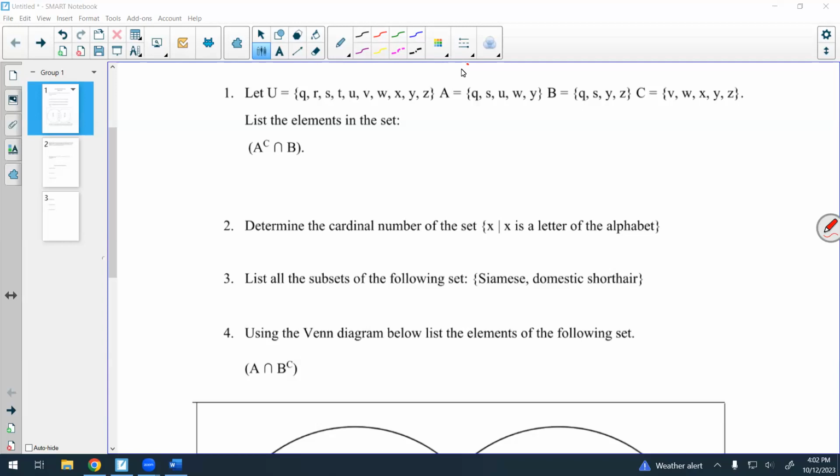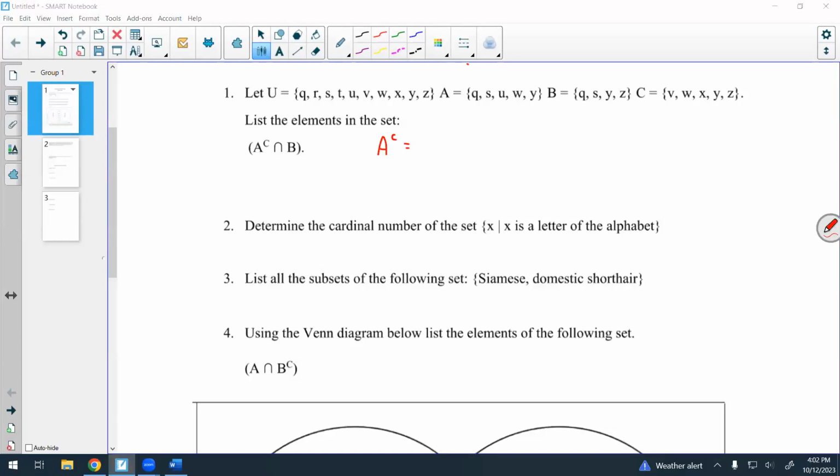So let's see, we have our universal set, which is the letters Q through Z. We have set A, which is Q, S, U, W, and Y. Set B, which is Q, S, Y, and Z. And set C, which is V, W, X, Y, and Z. And we want to list the elements in the set A complement intersects B. So my first thing to do would be to find A complement.